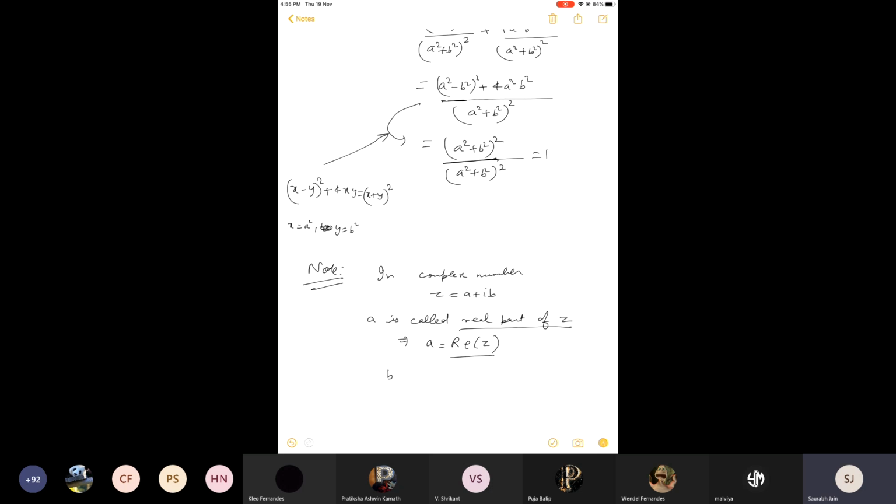b is called the imaginary part of the complex number. And how do we write it mathematically? The imaginary part of z is Im z.